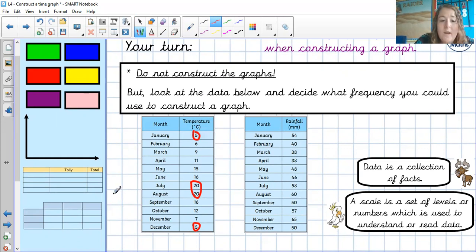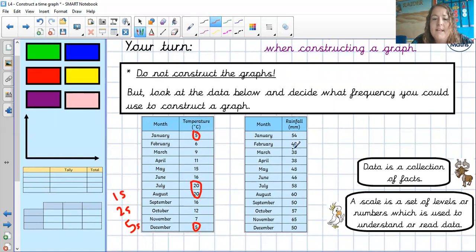Some good ideas. We could go up in 1s. There's nothing wrong with going up in 1s. If you want to be a bit more excited, going up in 2s might be a good idea. Potentially you could go up in 5s, as long as you had the bigger ones and you had the extra ones along the side, but lots of different choices there.